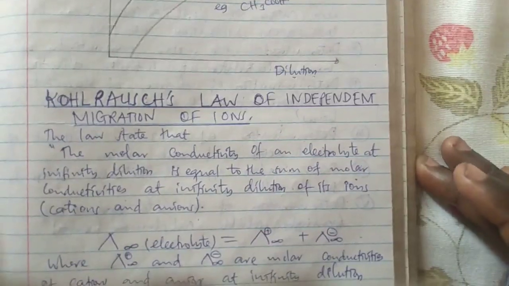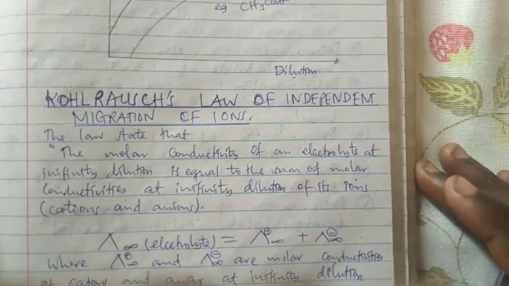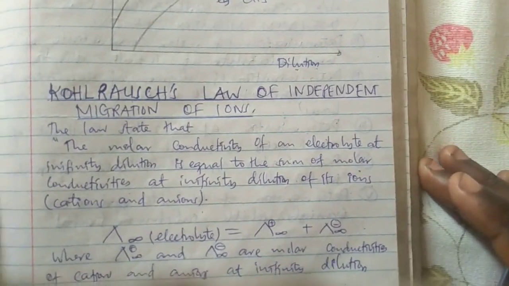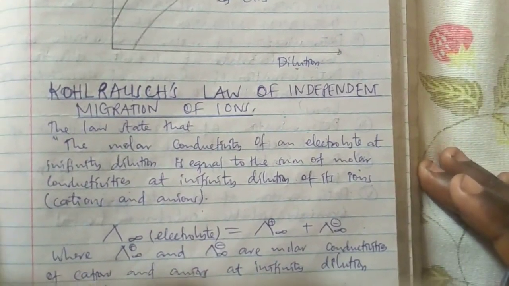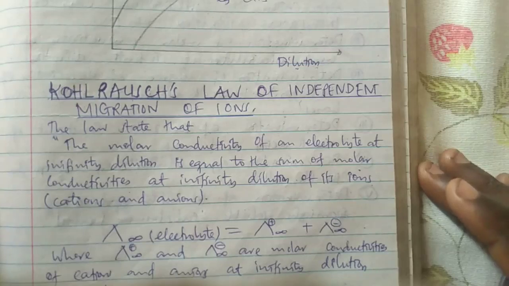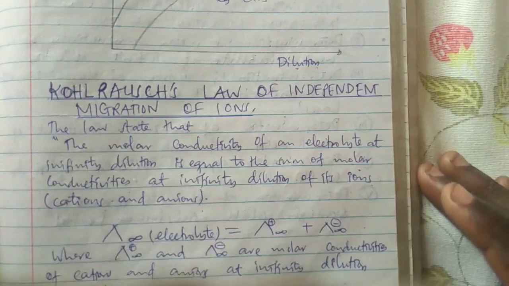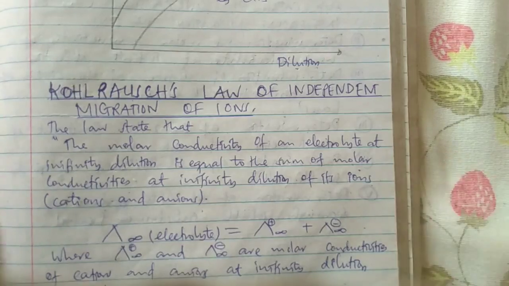In this session we are going to discuss Kohlrausch's law of independent migration of ions. The law states that the molar conductivity of an electrolyte at infinite dilution is equal to the sum of the molar conductivities at infinite dilution of its ions, that means cation and anion.